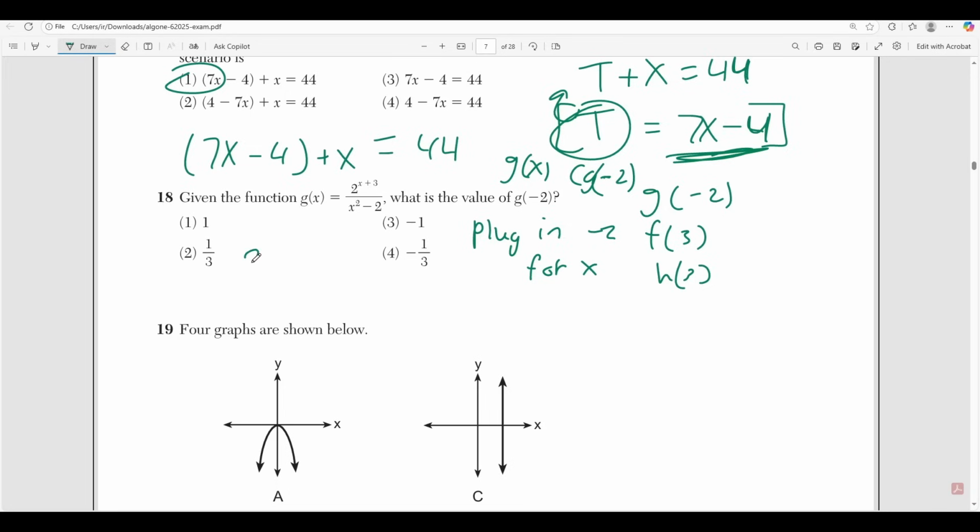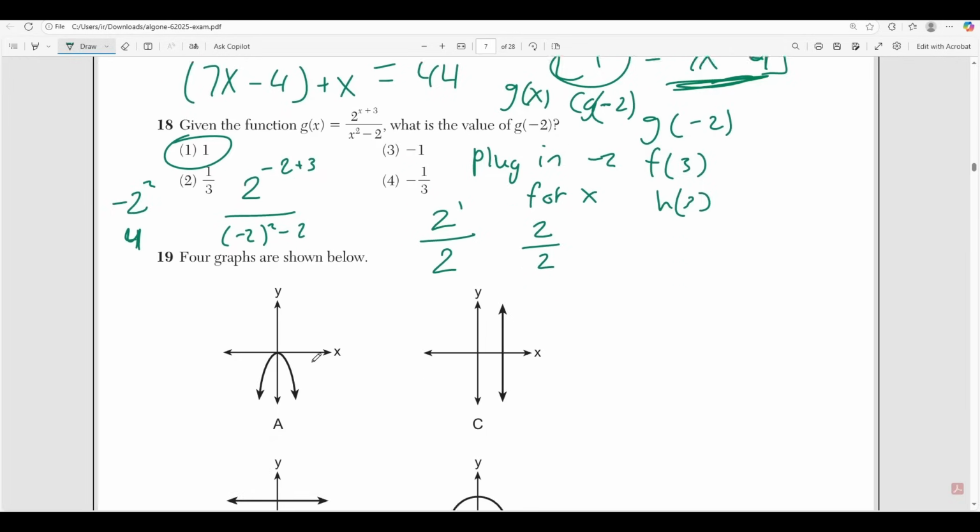Just plug in. Everywhere where you see an x, write negative 2. So here I have 2 to the power of negative 2 plus 3, divided by negative 2 squared minus 2. So here, negative 2 plus 3 is 1. So here I have 2 to the power of 1 divided by, and here negative 2 squared is equal to 4, and 4 minus 2 is 2. So I have 2 to the power of 1, which is just 2, divided by 2, which gives you positive 1.